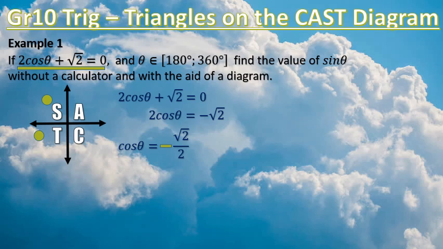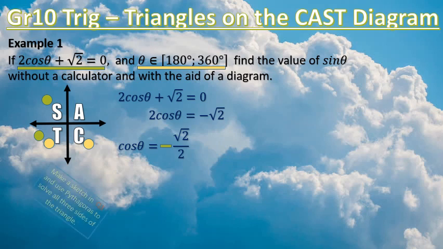Now let's whip out our magnifying glass and think, what other piece of information could we possibly use to help us find the quadrant in which theta lies? Aha! It tells us that theta is an element of 180 degrees to 360 degrees. So if an angle were to be bigger than 180 but smaller than 360, it would lie in quadrant 3 or 4. Hence I have those yellow dots in quadrant 3 and 4.